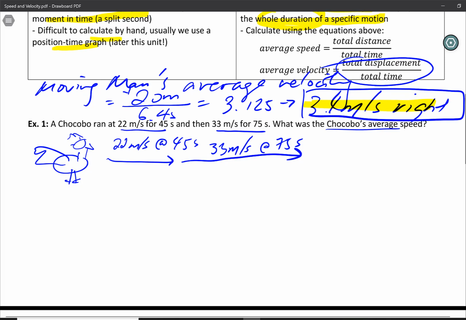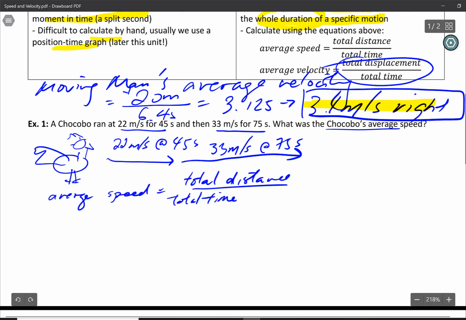Now we know that the equation for the average speed is total distance divided by total time. So let's find the chocobo's total distance that he traveled and then his total time. If we divide the two, we could find his average speed. Some of you might think, what if we took the average between 22 meters per second and 33 meters per second? Couldn't that give us the average speed?